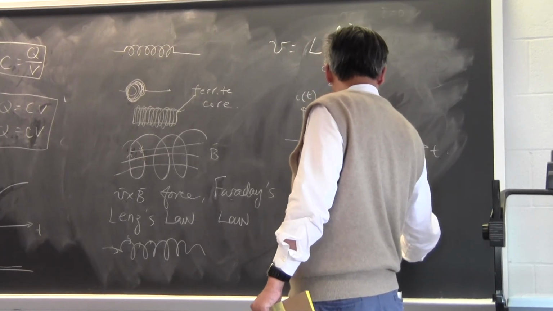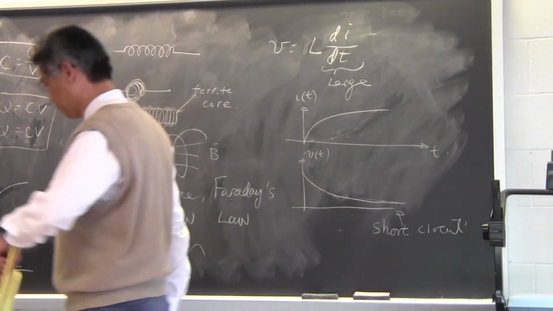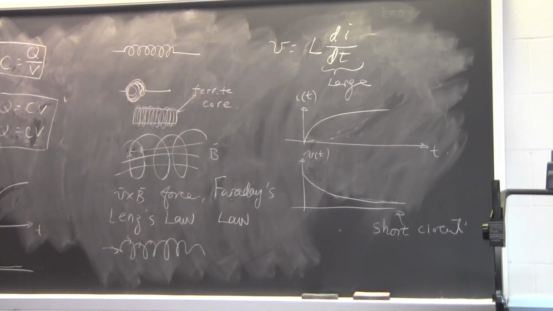the inductor looks like a short circuit. Okay, the inductor looks like a short circuit, and here the capacitor looks like an open circuit. So as time progresses, the inductor looks like a short circuit, but a capacitor looks like an open circuit, and that's how things should be. Okay? I guess I'll stop here and continue next time.